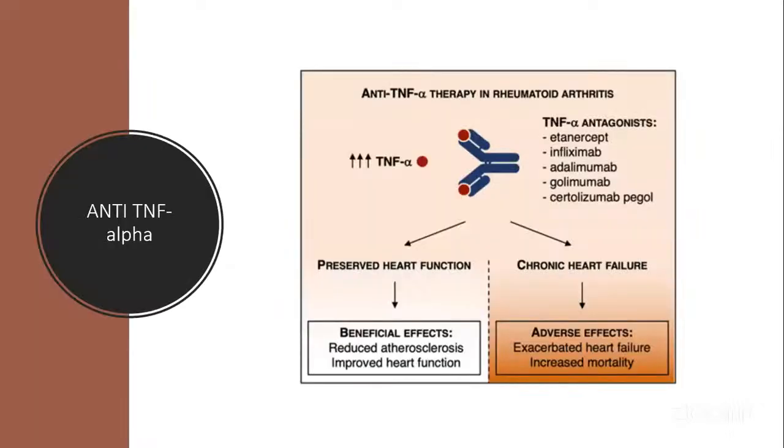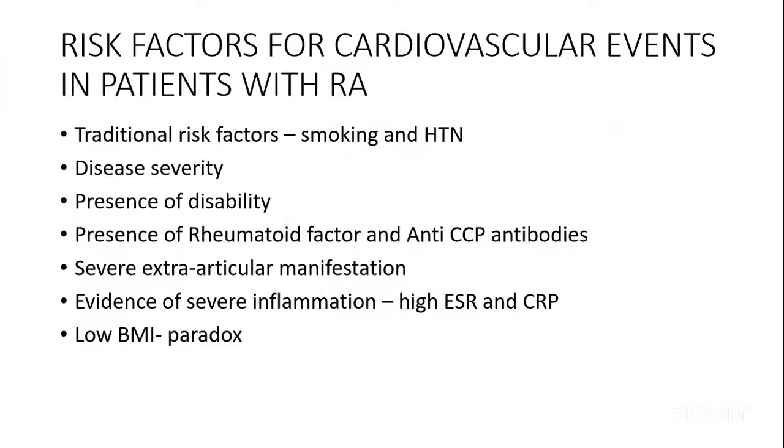And this is what I've put. This diagram is also showing us the TNF alpha antagonist and telling us that they are only beneficial in patients with rheumatoid arthritis that have preserved heart function. But in those with established heart failure, it is a no-no, because it's only going to exacerbate their heart failure and increase mortality in them. So this is an important take-home point that we should put at the back of our mind.